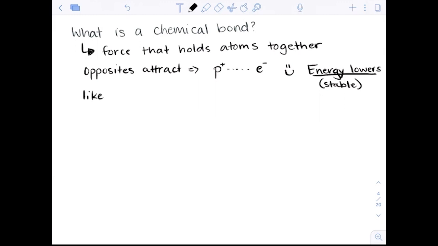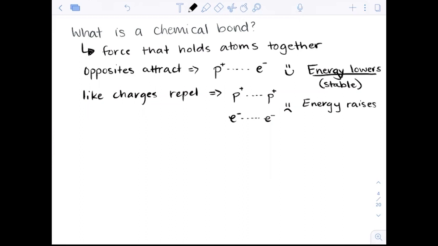Like charges repel. These are things like 2 protons or 2 electrons. This is a sad day for us. We don't like being repelled. It's energy raising. And this literally means unstable or reactive.